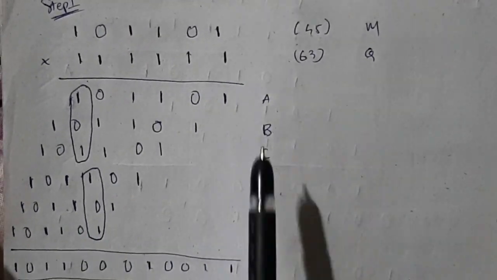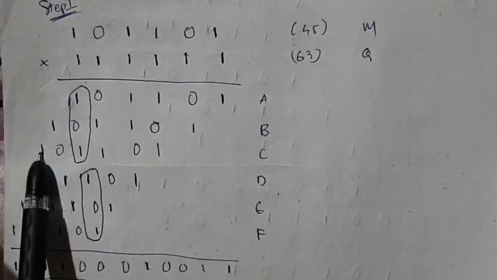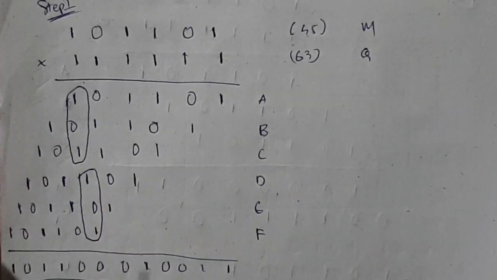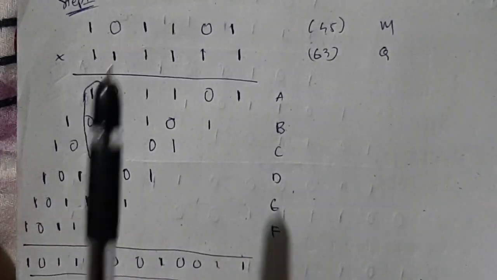Then you will write A, B, C, D, E, F. Okay, A represents this one, B represents this one, and C, and like that. You have to write that in full and you will add it. Okay, this is your first step.